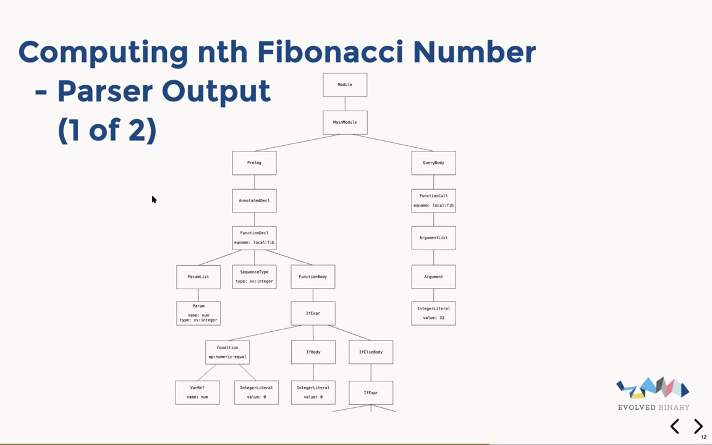So for our Fibonacci number XQuery, we start with an XQuery module. We know that it's a main module because our parser has detected this. And in the prologue, we come down and we have our function declaration for the local fib function. So that's our recursive function. We have some parameters to our function. It takes a number, and it's going to return a number. And we have a function body, and we have a number of expressions in our function. So if the number is 0, return 0, else.